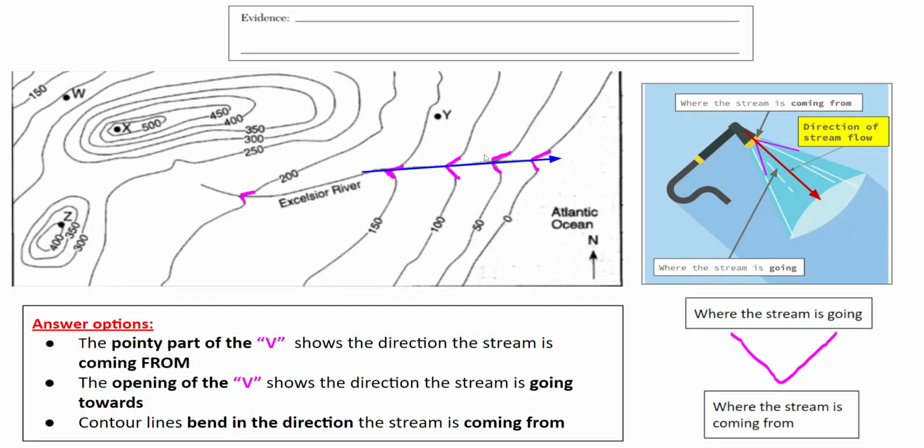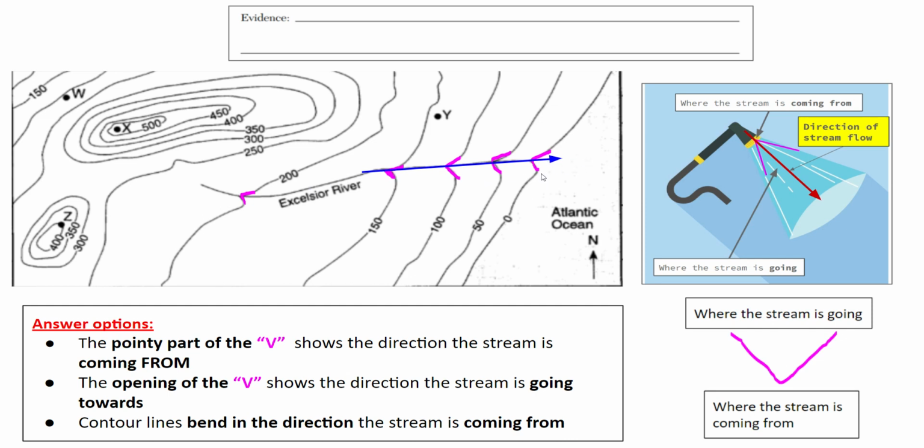So in this map particularly, some options for your answers would be the pointy part of the V shows the direction the stream is coming from. So notice the pointy parts of the V shapes that the contour lines are creating is where this Excelsior River is actually coming from. And the second option is the opening part of the V shows the direction the stream is going towards. Because as you can see on this map, the opening part of the V is where the Excelsior River is flowing towards, right?